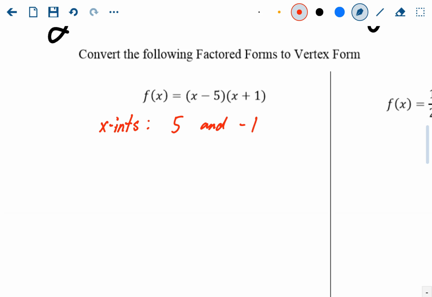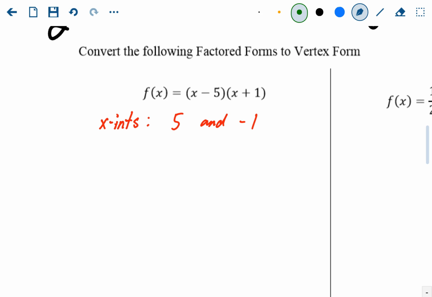The second thing we're going to do is find the axis of symmetry. We can find the axis of symmetry because we know the x-intercepts. The axis of symmetry has to be right between the two x-intercepts. So you add them together, 5 plus negative 1, divided by 2. 5 plus negative 1 is 4. 4 divided by 2 is 2. Now again, that's your h.